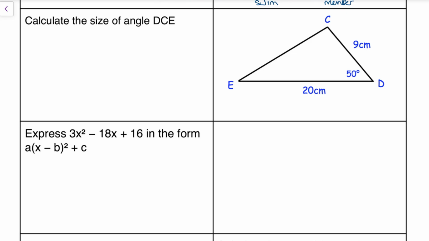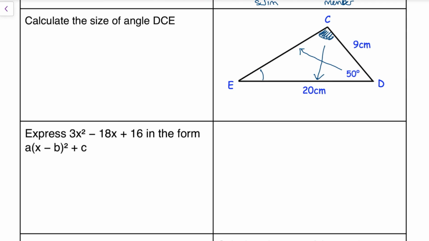Next question. Okay, so the next question says calculate the size of angle DCE. So the first step is to identify which angle you need. So I need this angle here. This looks a little bit like a sine rule question, doesn't it? I've got my opposite, well, I don't have an opposite here, but I do have this angle here. There's a couple of things I could do. I could use a cosine rule. In fact, that is what I'm going to do.